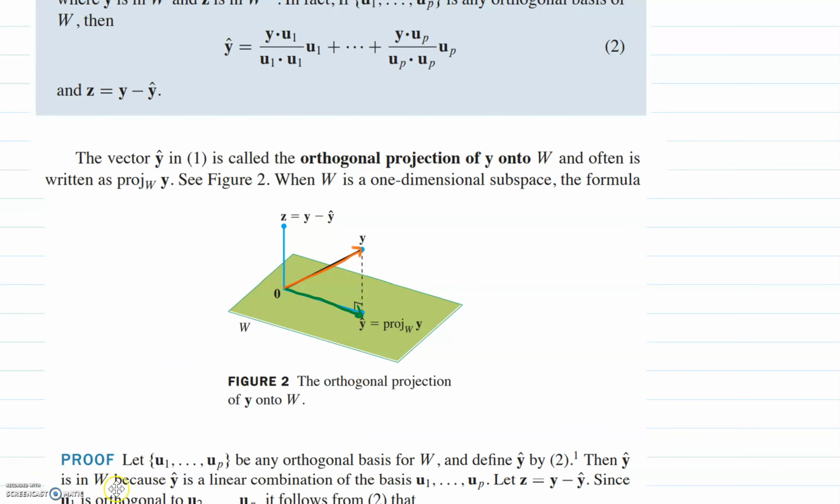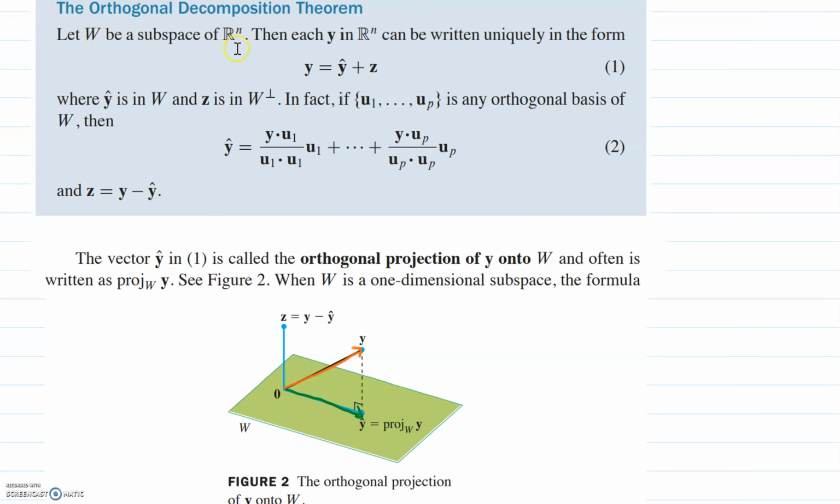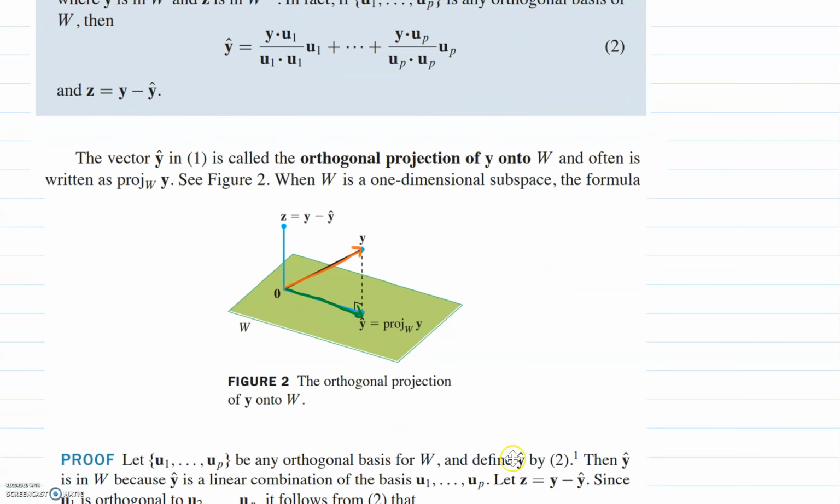So here's the proof. Let u1 through up be an orthogonal basis for the subspace W of Rn, and let's define y hat as in the equation up here in theorem number 2. We know that y hat is in the subspace W, because y hat is a linear combination of u1 through up, so it's a linear combination of the basis. We're going to let z equal y minus y hat.